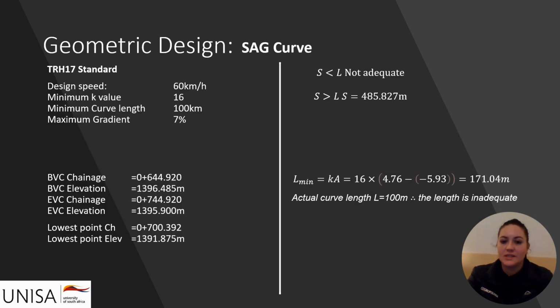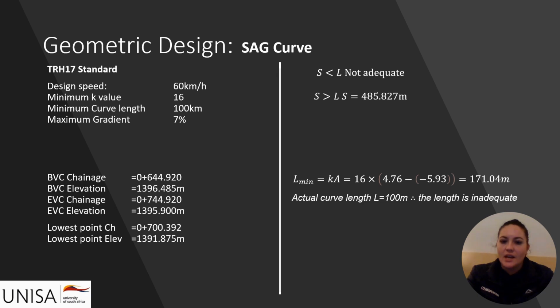For the geometric design, I used a design speed of 60 km per hour. Using TR17 and 60 km per hour as my base, the minimum K value was found to be 60. A minimum curve length of 100 meters must be used, and the maximum allowable gradient is 7% for rolling type conditions, as the conditions of this site are considered quite steep.